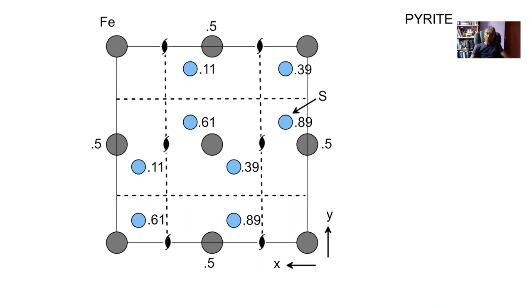Now, there are translational elements of symmetry. For example, this is a screw dyad. That means if I rotate by 180 degrees, I get another atom at 0.39, but then if I translate half a repeat distance along the screw axis, I recover the position at 0.89. The sulfur atom at 0.89 height. And of course, this screw will operate in the same way with all the atoms.